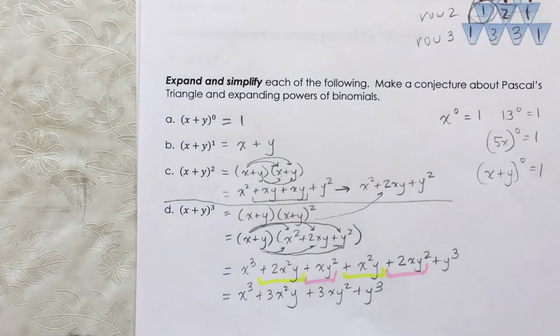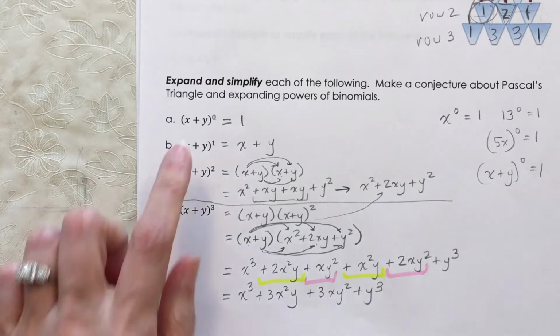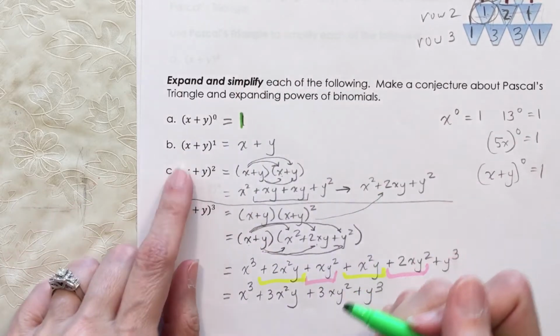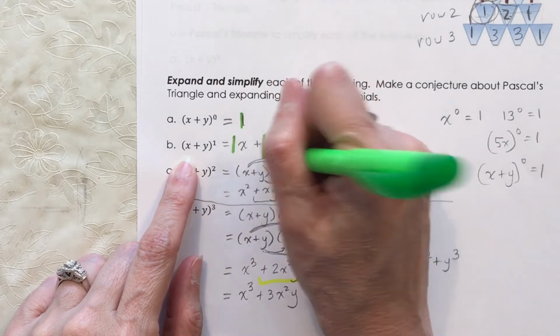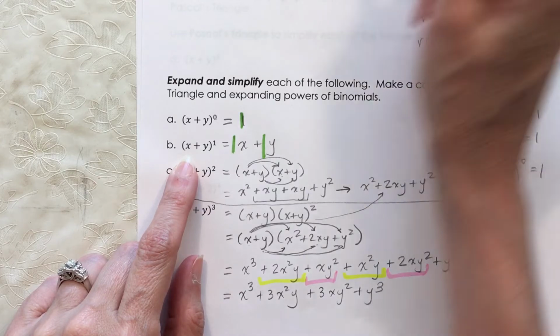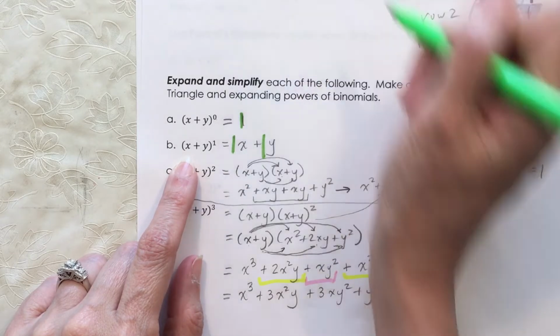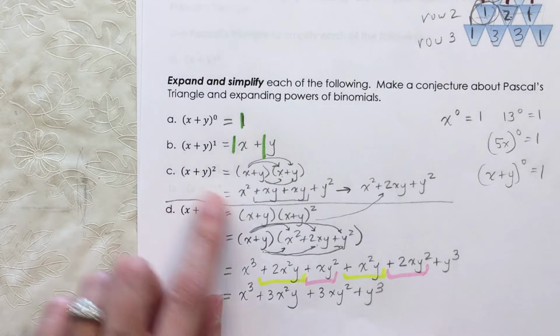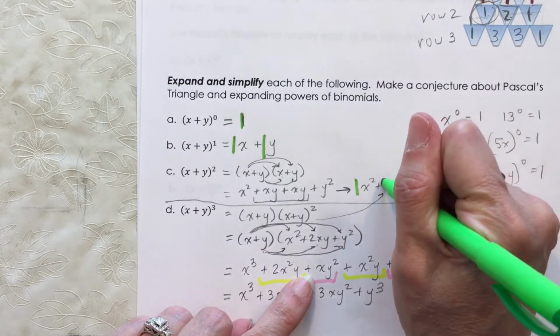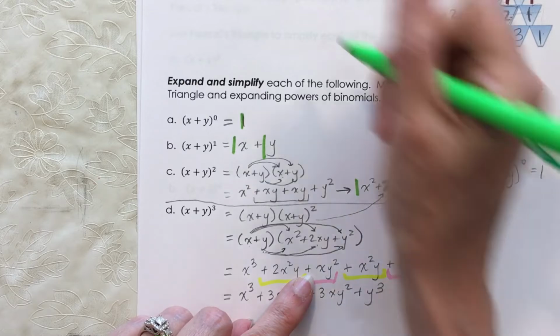So if I exaggerate the coefficients, x plus y to the power of 0 is 1. x plus y to the power of 1 is 1x plus 1y. So if I'm looking at Pascal's triangle, 1, 1, 1, and I'm just looking at the coefficients here. The coefficients of x plus y all squared are 1, 2, 1.